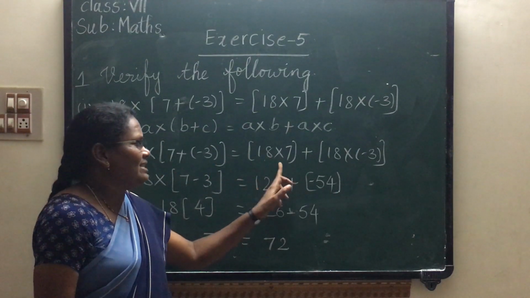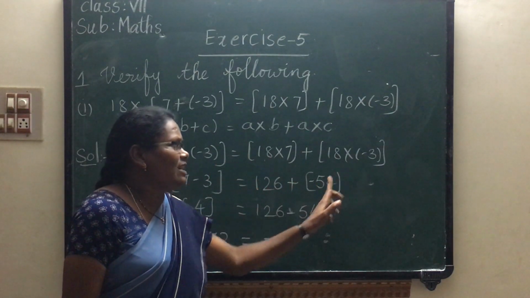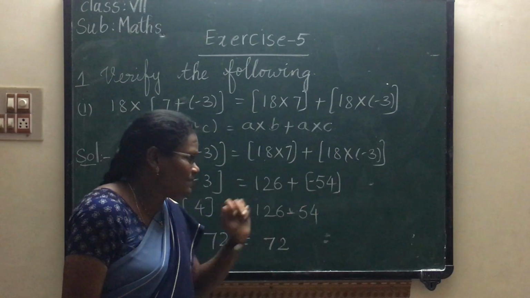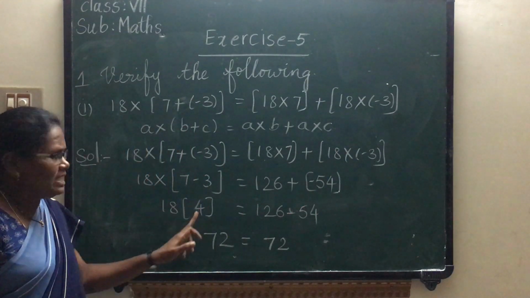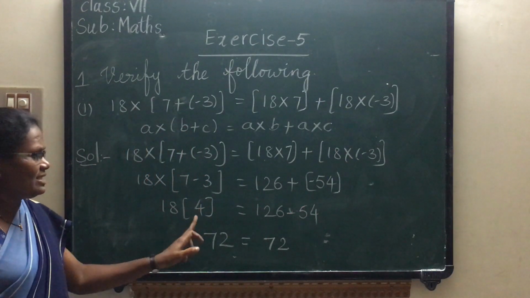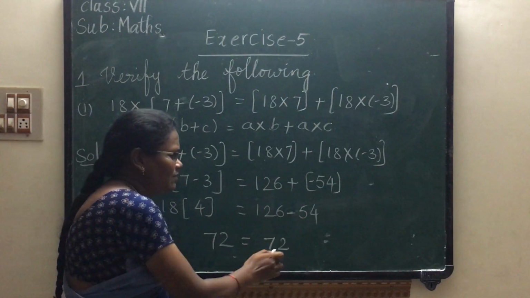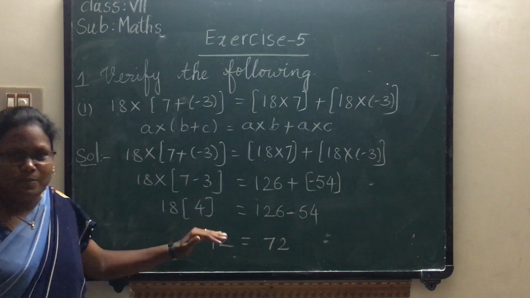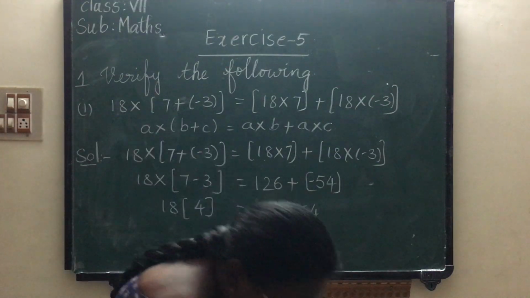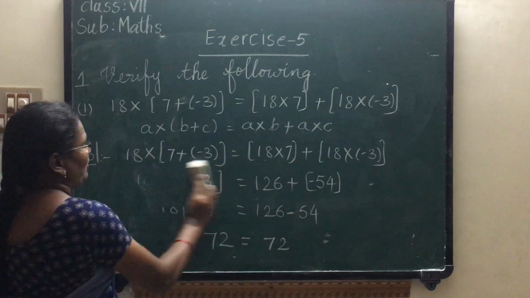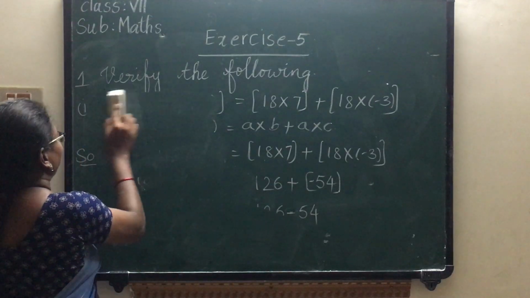18 into 7 is 126. 18 into 3 is 54, so plus into minus 54. Next, 7 minus 3 is equal to 4. 18 fours are 72. 126 minus 54 is equal to 72. This property is satisfied. Now the second sum you will do at home. Now second Roman.